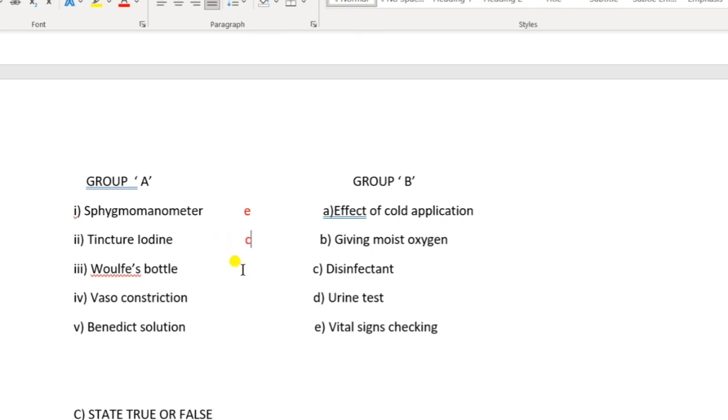Then Woulfe's bottle is used for giving moist oxygen, so option B. Vasoconstriction is the effect of cold applications, so option A. And Benedict's reagent is used for the urine test to see whether glucose is present or not.